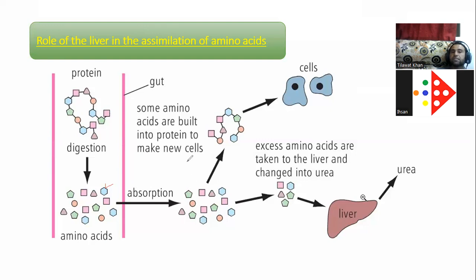Then some amino acid will go to your cell and will form protein. And the extra amino acid will be converted into urea by liver. You got it? Yeah. The detail of this process will come right now.